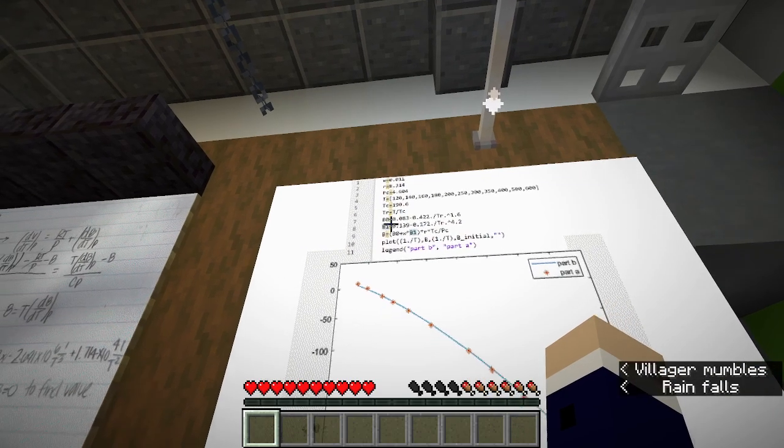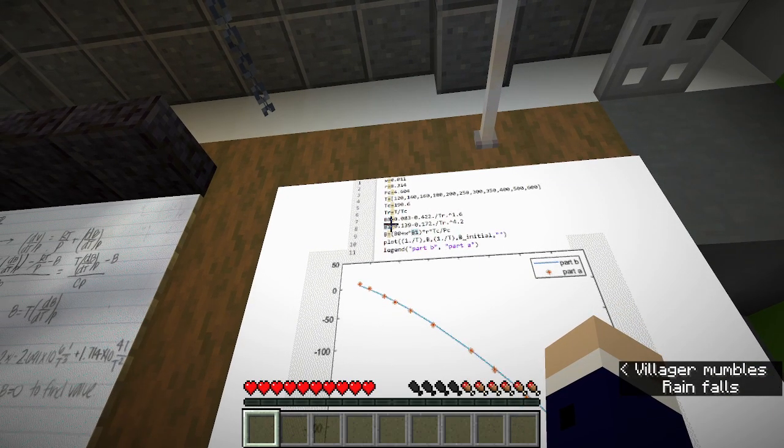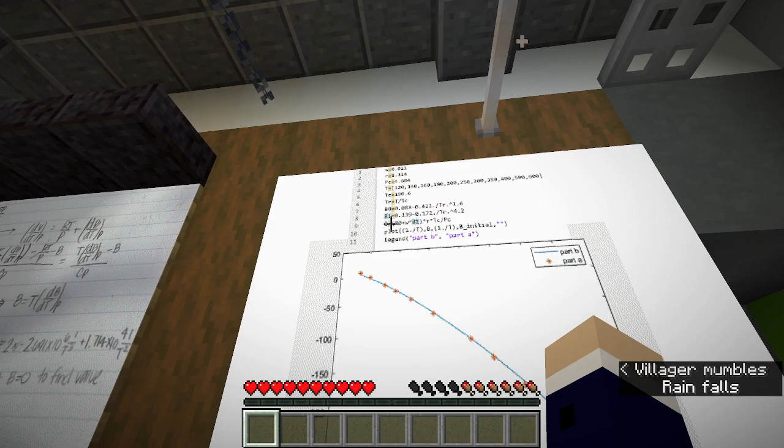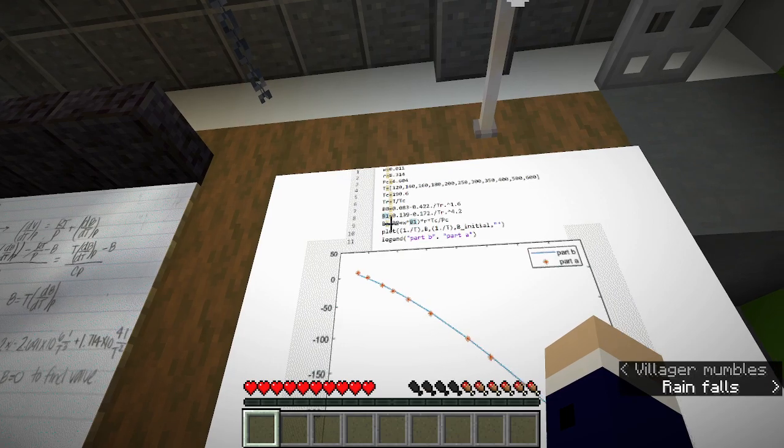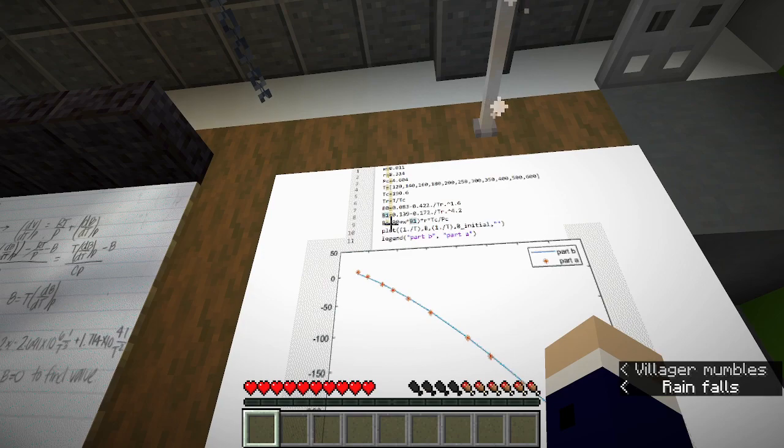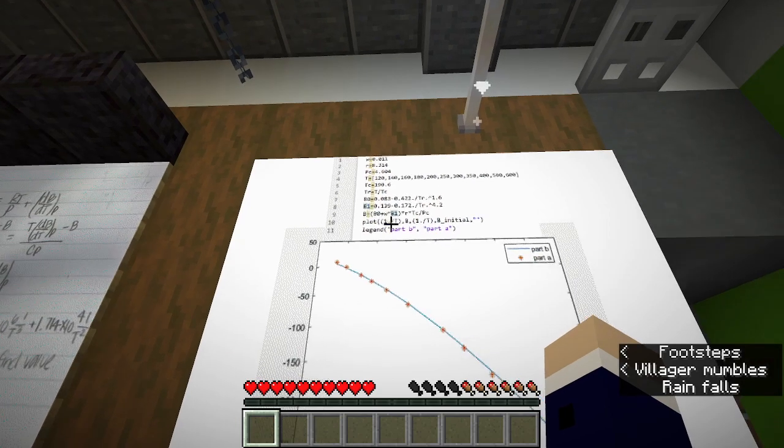We have the equation for B naught, which is 0.083 minus 0.422 divided by TR to the power of 1.6. So that will give us a whole bunch of different B naughts for each of our temperatures. We have B1, which is equal to 0.139 minus 0.172 divided by TR to the power of 4.2. That'll give us all of our B1s.